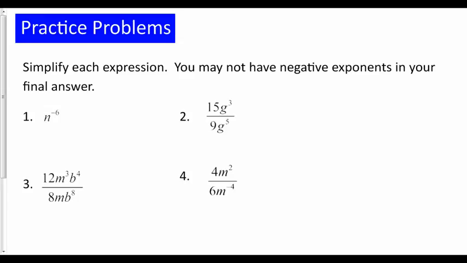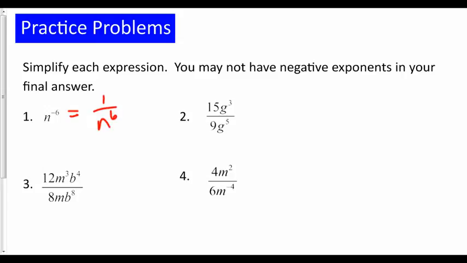Okay, I want to simplify these expressions, and I cannot have negative exponents in my answer. So the first one here, I have a negative exponent. I want to rewrite that. N to the negative 6, I could just write that as 1 over n to the 6.